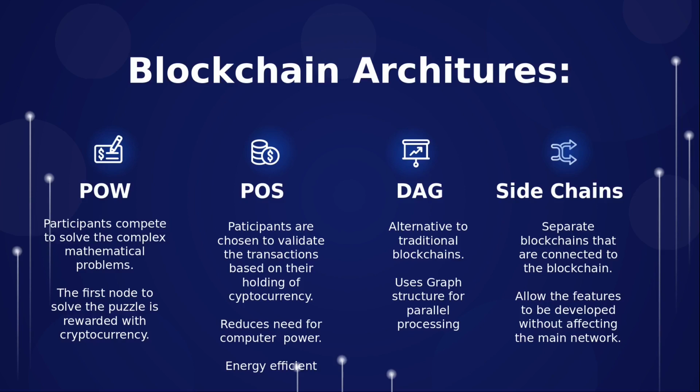We also have sidechains. Sidechains are separate blockchains that are connected to the main blockchain. They allow new features and applications to be developed without affecting the main network. So in conclusion, blockchain technology is a powerful tool for creating secure, transparent, decentralized systems. By understanding the different types of blockchain and their architectural models, you can begin to explore the potential applications and benefits of this innovative technology.